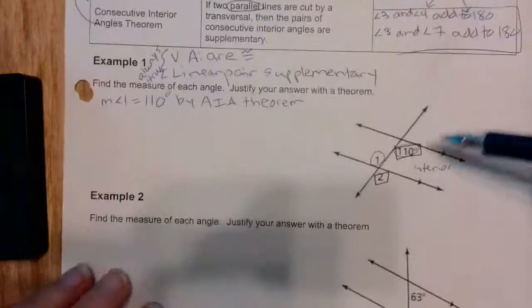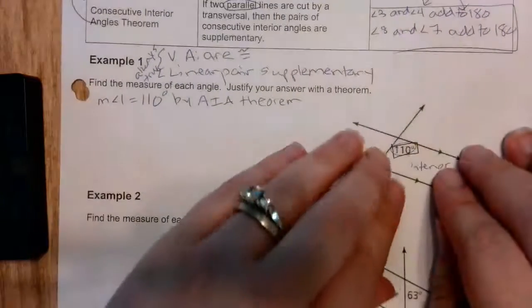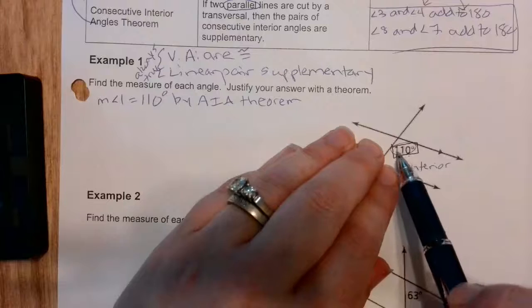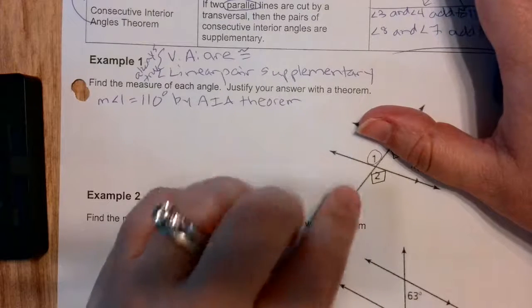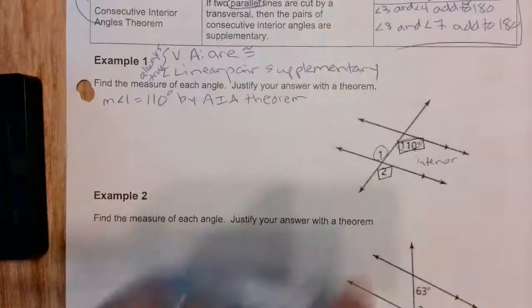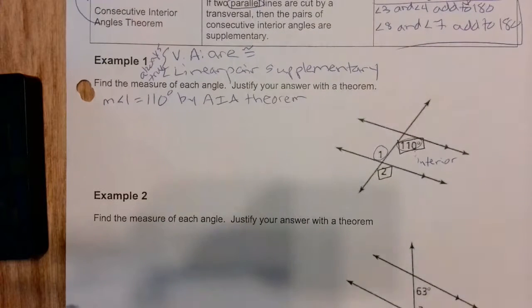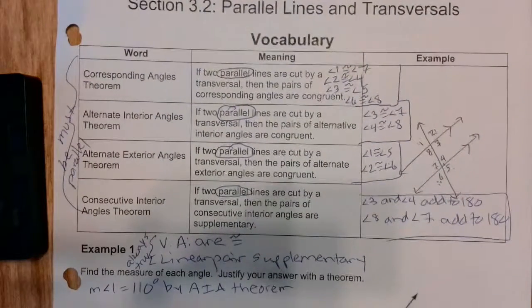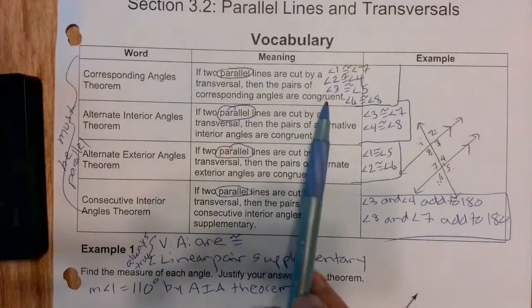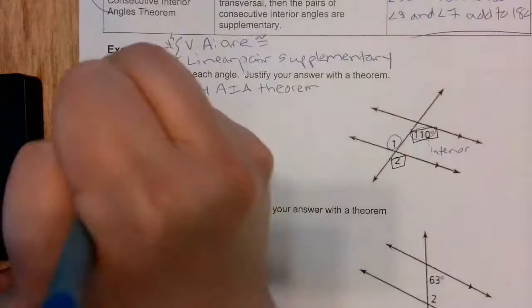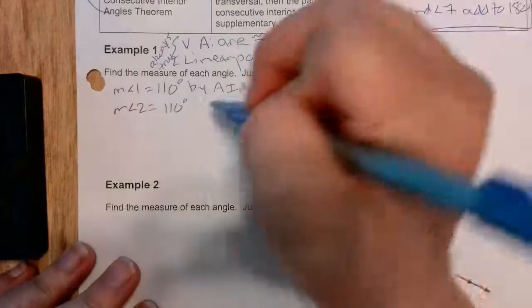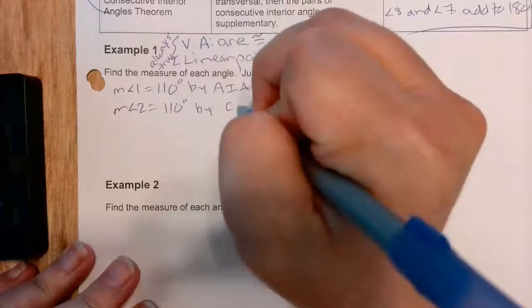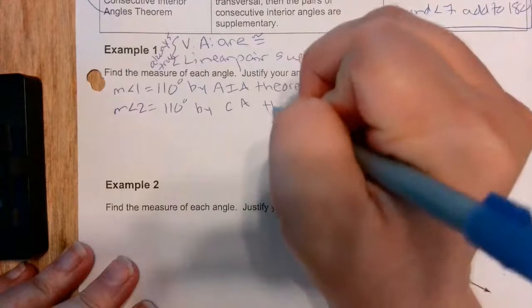Let's check. The 110 is kind of on the bottom, maybe the bottom right of this group, and the 2 is the bottom right. Angle 2 and the 110 are corresponding. And what does the corresponding angles theorem say? That corresponding angles are congruent, which means the measure of angle 2 is also 110 degrees by the corresponding angle theorem.